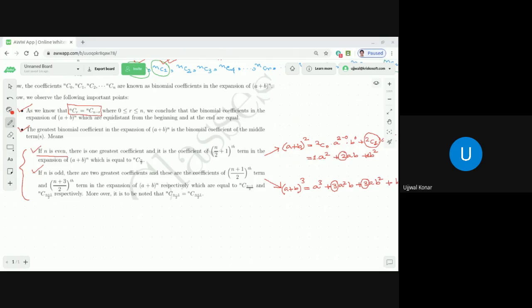Now the next point what I'm going to discuss is that if we apply a equal to 1 and b equal to minus 1 in that expansion of (a plus b) power n, what we are going to get, dear students? So that we are going to see now.